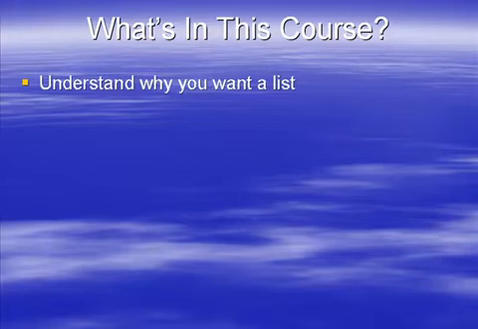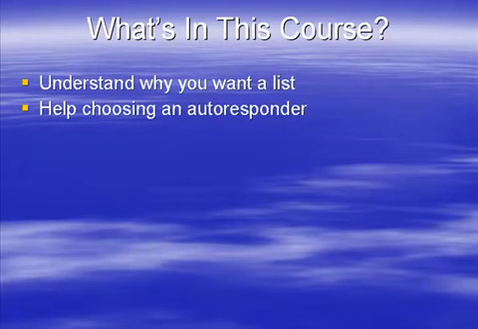I want to tell you a little about what's in this course. This is a course about list building. We're going to show you a number of ways to build a list. But I want you to understand why you want a list. A lot of marketers can't get their head around why a list is good. We're going to talk about that in the next video so that you know why it's a good thing for you to have. I'm going to give you some help choosing an autoresponder.